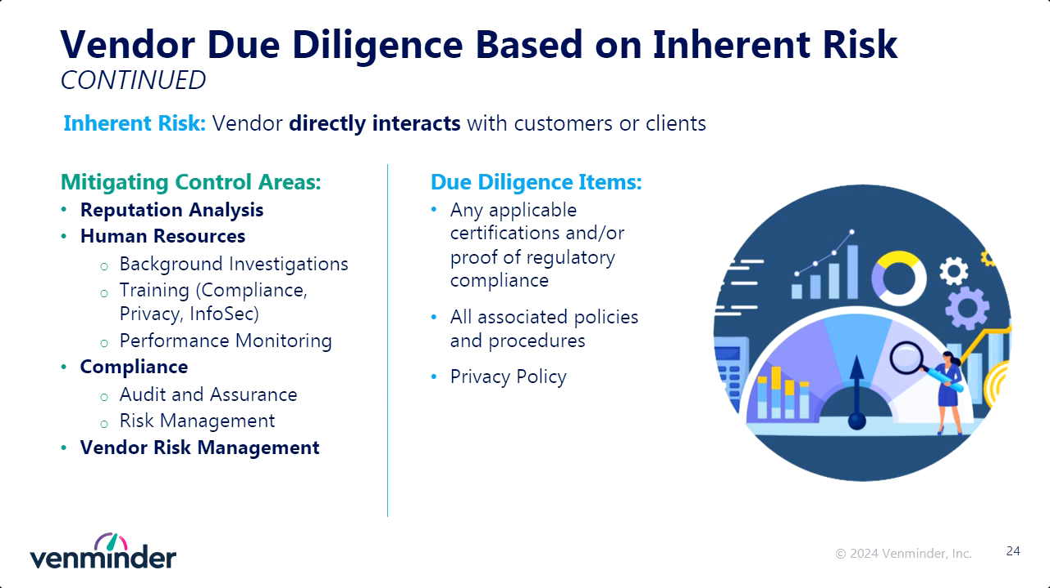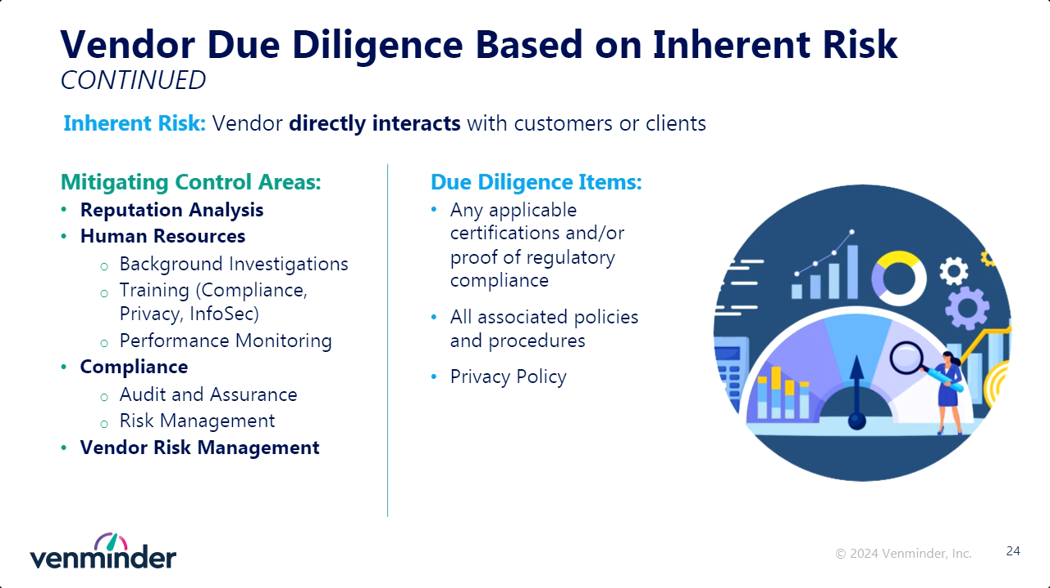This next inherent risk is a vendor that is directly interacting with your customers or clients. Some of those mitigating control areas would be an analysis of their reputation to make sure that the vendor doesn't have significant customer complaints or negative news. Human resources with background investigations, training, and performance monitoring are other areas that the vendor should have controls in. And compliance and vendor risk management would also be important control areas. If a vendor is non-compliant in some way or they have poor vendor risk management practices, that could have a negative impact on how they're interacting with your customers and reflect poorly on your organization.